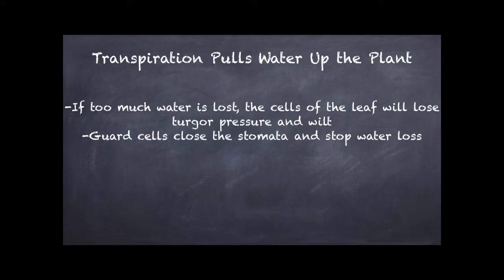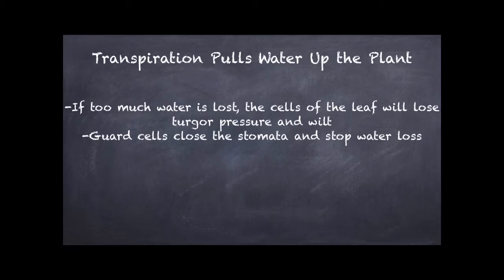Okay, if too much water is lost from the cells, the leaf can actually wilt, it can actually die, because you're losing turgor pressure. That's why whenever I say a plant looks wilted, it's because there's not enough turgor pressure, because there's not enough water, and that's not a good thing for plants.